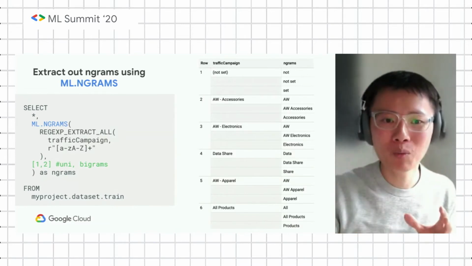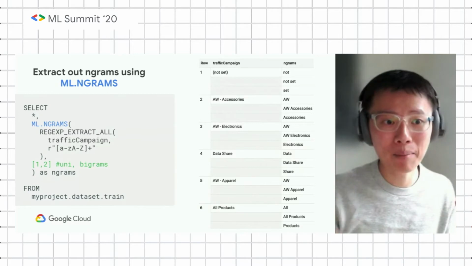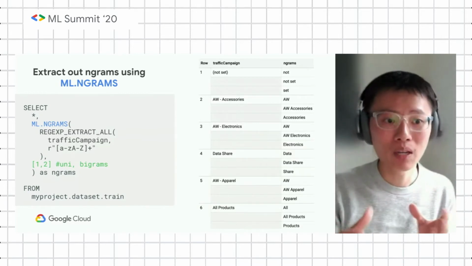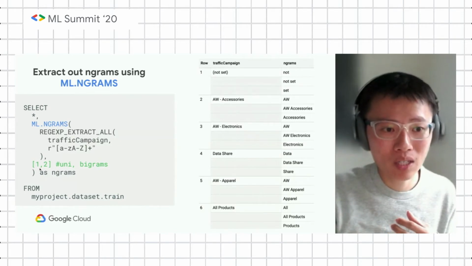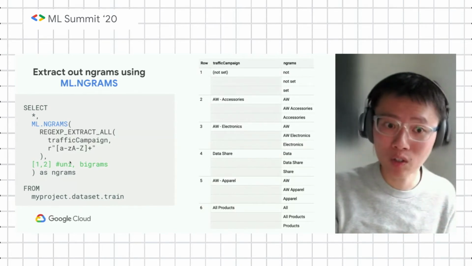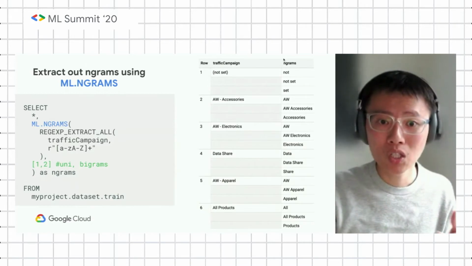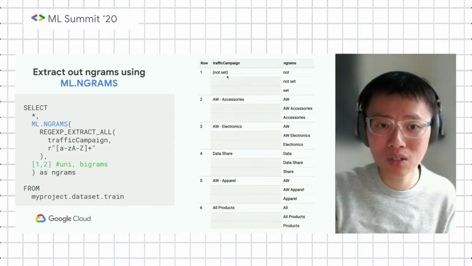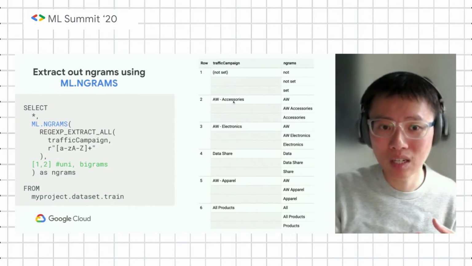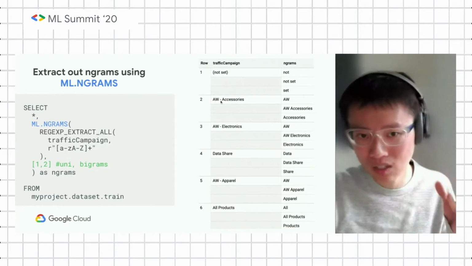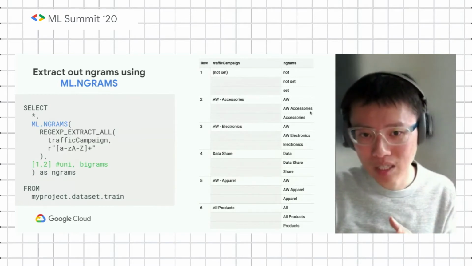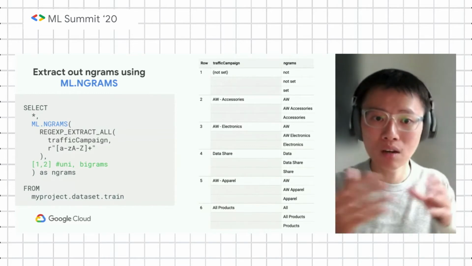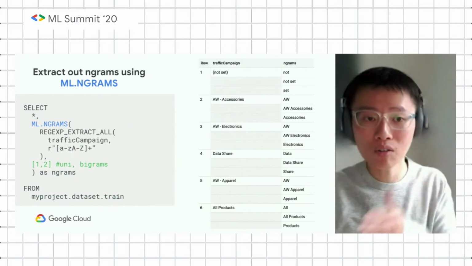So on top of the words that you've extracted, you can then run ML.NGRAMS, and it'll take all the combinations of the words in the right order. In this case, I'm choosing 1 and 2, so I'm choosing unigrams as well as bigrams. You can see here we have not set, and set when it comes to the first row, and for the second one, it splits based off of the hyphen because that's not a word. AW accessories, and then accessories itself. So I've extracted the unigrams and the bigrams from the data set and created a new feature from that.